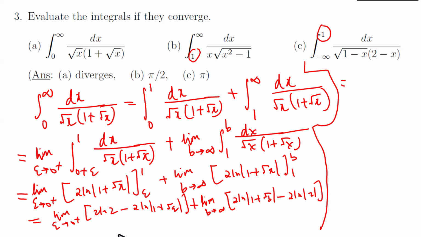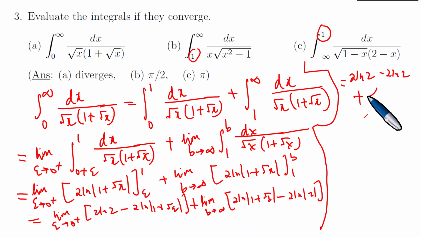Okay, so now you take the limits here. As epsilon approaches 0 from the right, this one is going to be the square root of 0, which is 0, plus 1. So this is going to be the ln of 1, which is 0. And then you're only going to be left with 2 ln 2. Here you have the infinity. So this one is going to be minus 2 ln 2. And then you have this one, as b approaches infinity, it's going to be the square root of infinity, which is infinity.